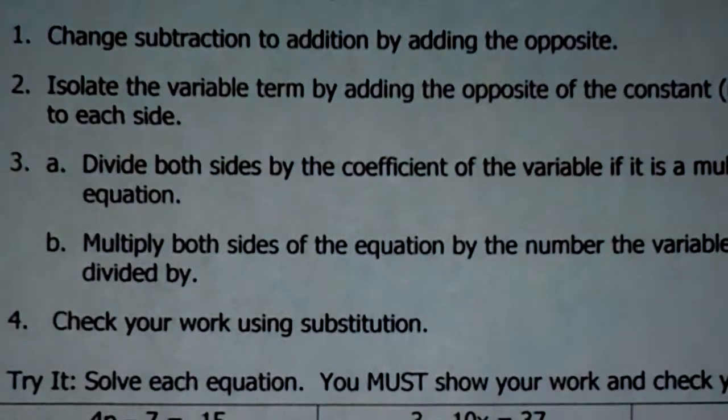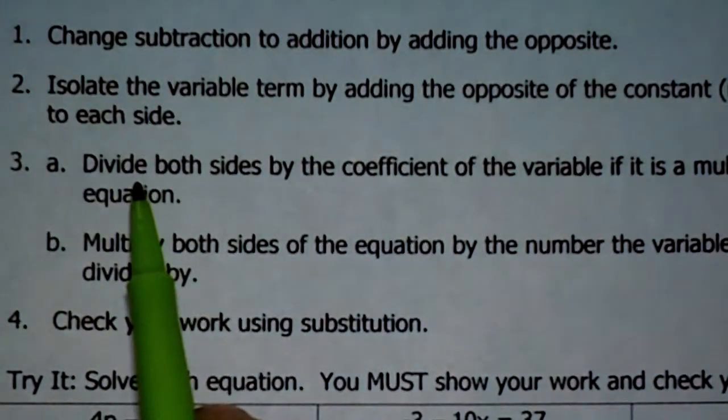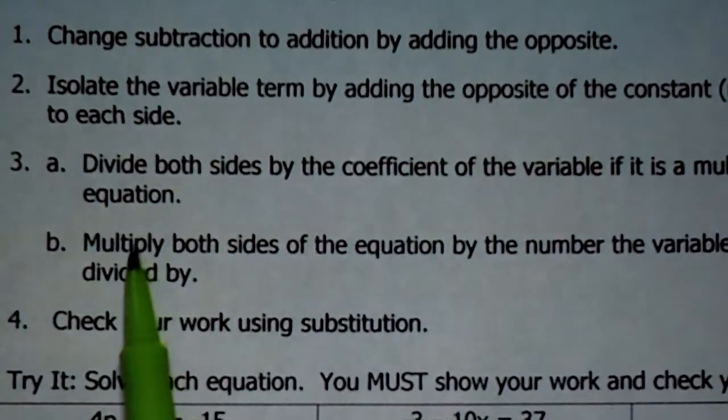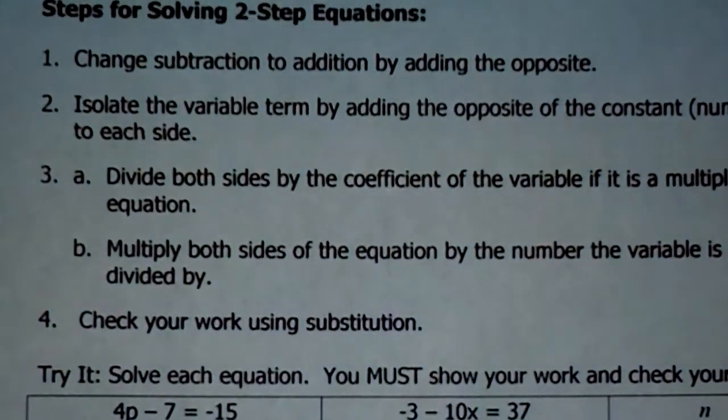And then, it says here in step number 3, if you have a multiplication equation, you're going to divide both sides by the coefficient of the variable. And if you have a division equation left, then you'll multiply both sides of the equation by the number the variable is being divided by. So it's kind of like you're solving two one-steps. That's why I call it a two-step. So let's try a few.